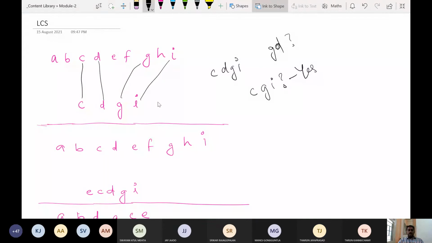Now, if I include another letter here, E, will ECDGI be a longest common subsequence or not? No, sir, because the relative order is not maintained here. E is here, but C is here, so you can see an intersection. Whenever you have an intersection, it is not a match; here there is no intersection, so it is yes. But here also you can have CDGI, which is the same thing. So if I prefix one E, you will not get the answer.